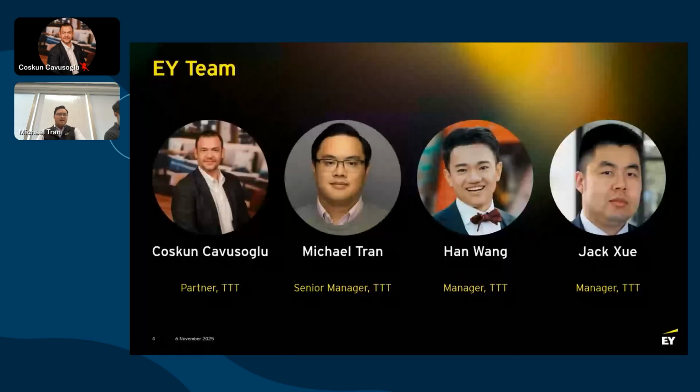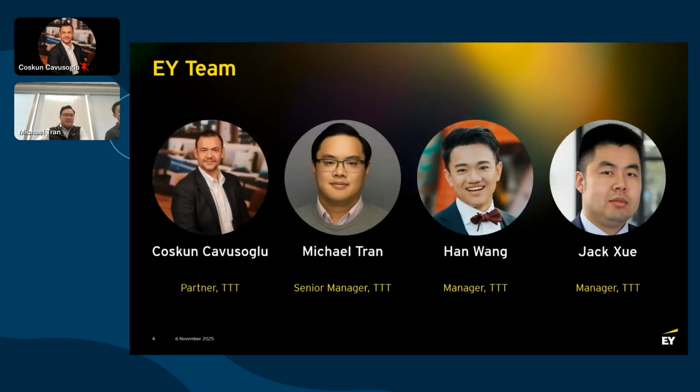Jumping right in, the team here: Joe Schoon is on the line. He's our fearless leader, and he leads the entire tax technology transformation practice, or TTT, within financial services at EY. Then you have myself, Han, who's right next to me, and Jack, and I have a few people on the data and AI team specifically within TTT.